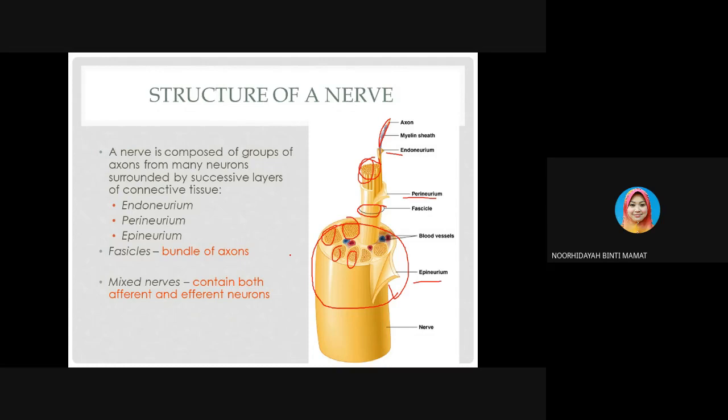The mixed nerve contains both afferent and efferent neurons. So this is the structure of the nerve.